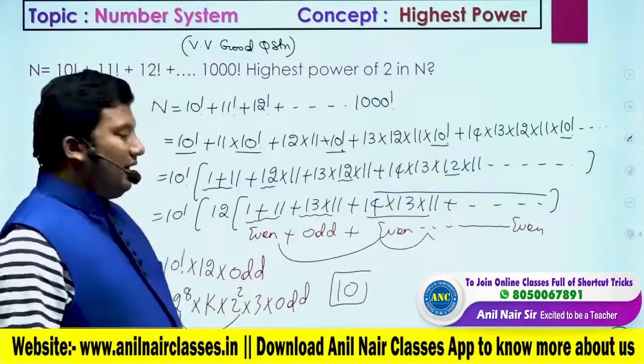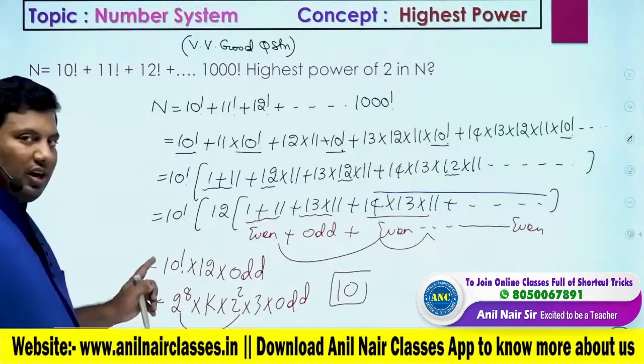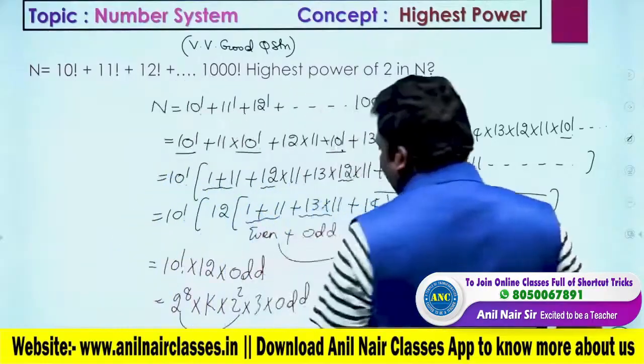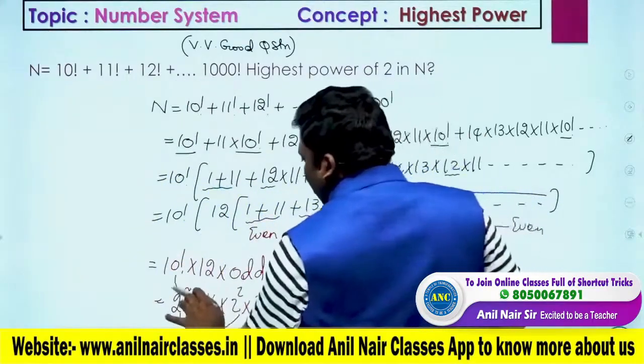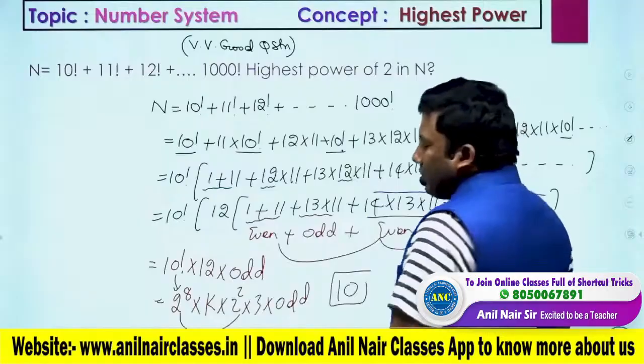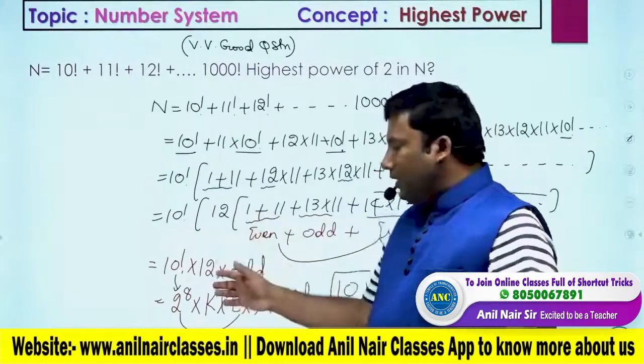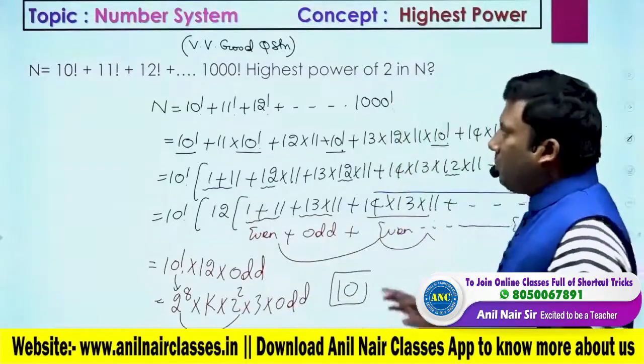Even plus odd, it is odd. So 10 factorial into 12 into odd. 10 factorial is 2 power 8, 12 is 2 square into 3. K is the power of any prime numbers other than 2. So 8 plus 2, 10.